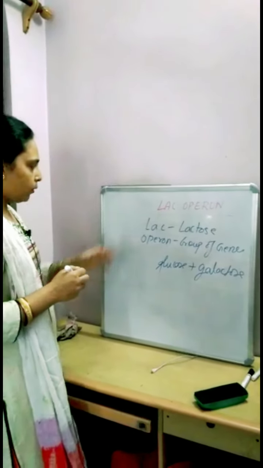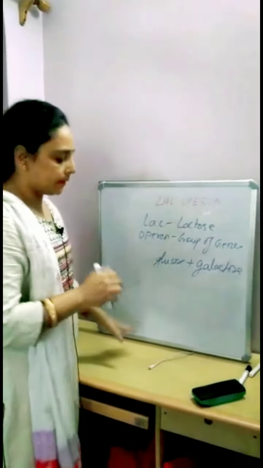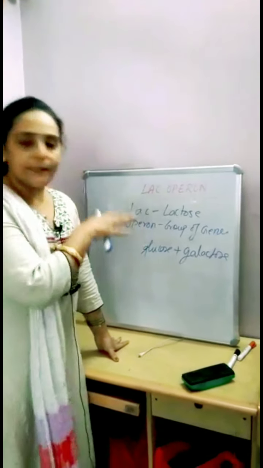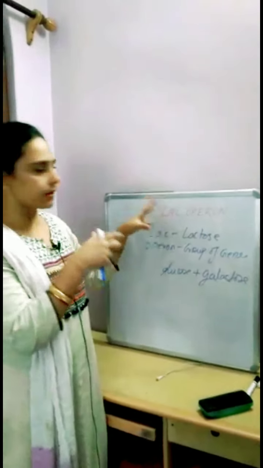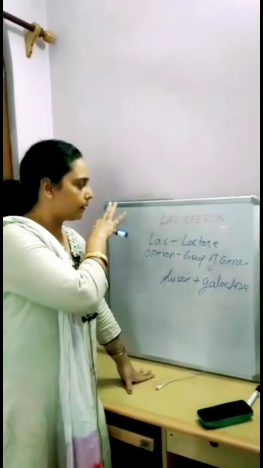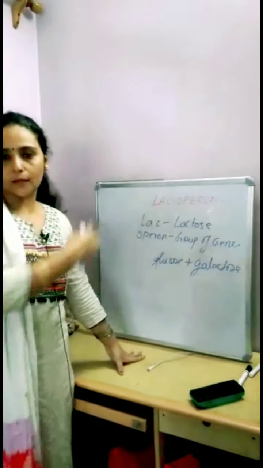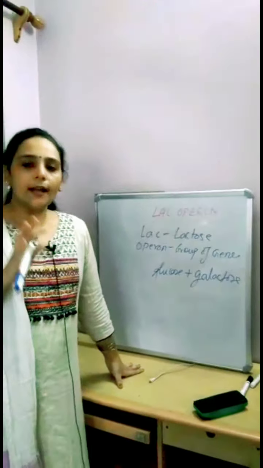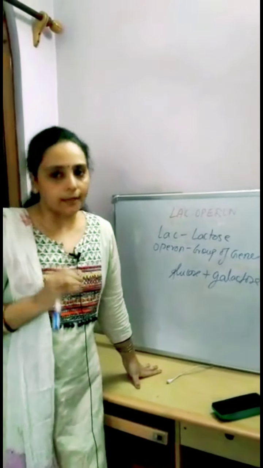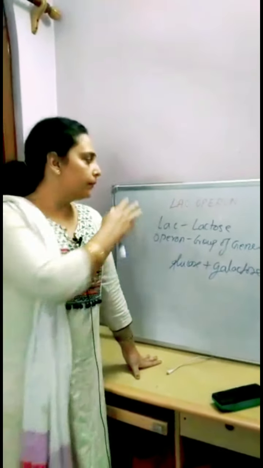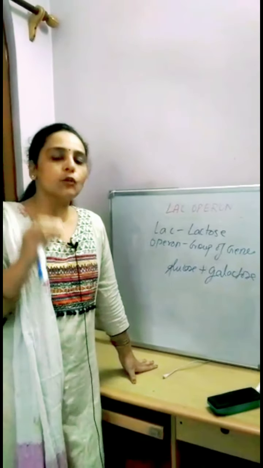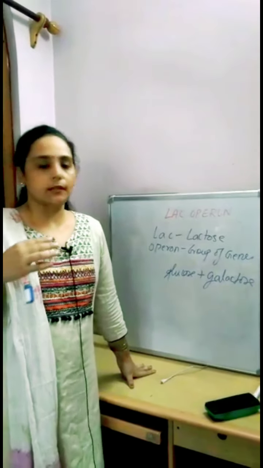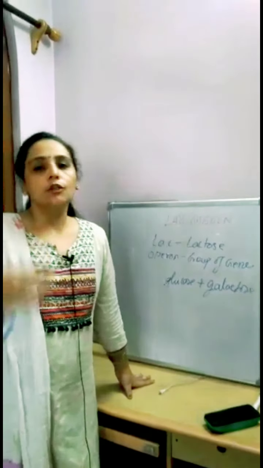Before we go to this operon concept, let me tell you what is happening there. What's the main thing here, at the back of this concept? The lac operon is available in a prokaryotic cell. In many E. coli cells, you will find this operon, where lactose needs to be catabolized, that is, broken down to release energy.